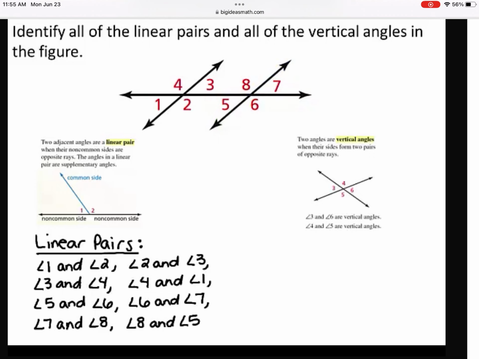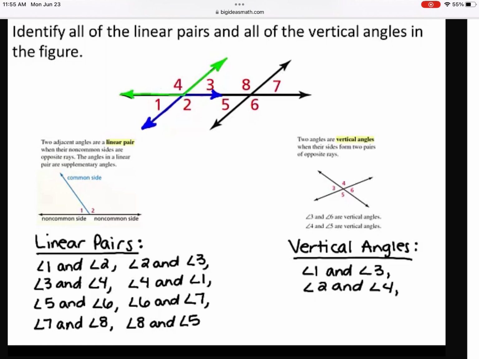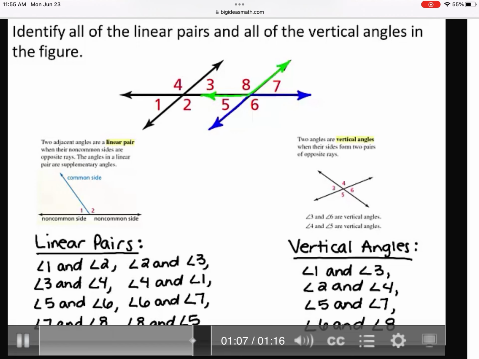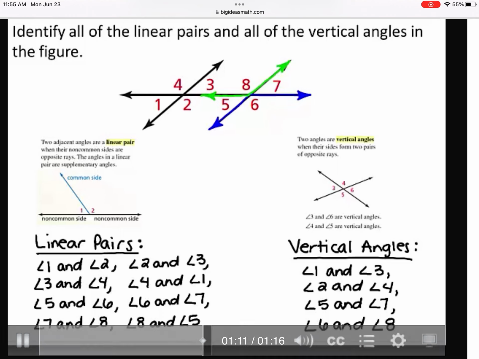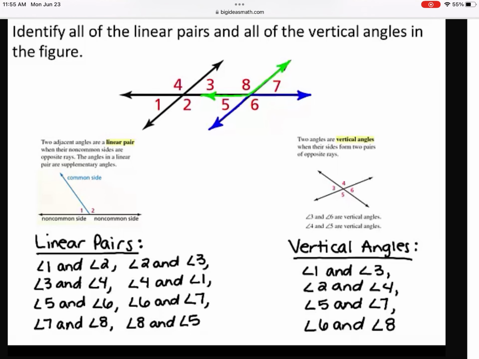Next, two angles are vertical angles when their sides form two pairs of opposite rays. So, to identify all of the vertical angles in this figure, look for angles formed by intersecting lines. The vertical angles in this figure are angle 1 and angle 3, angle 2 and angle 4, angle 5 and angle 7, and angle 6 and angle 8. This gives you a list of all of the linear pairs and all of the vertical angles in this figure.